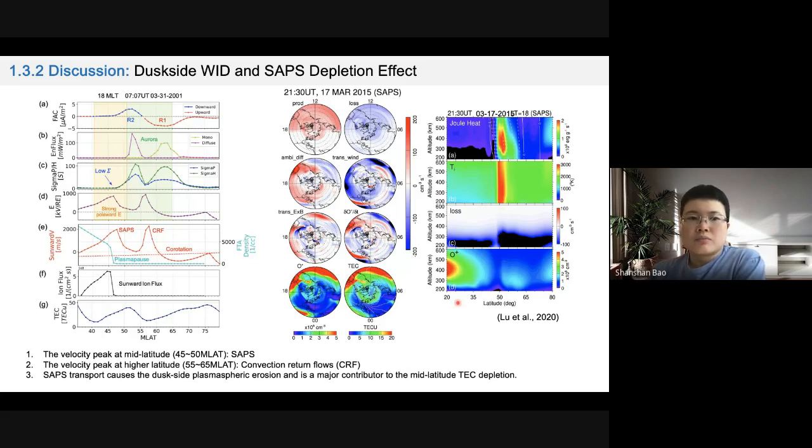So our result is consistent with Dr. Lu's result, and we do not do the same analysis again here. But here, we can gain the knowledge that the SAPS transport causes a dusk side plasmaspheric erosion and is a major contributor to the mid-latitude TEC depletion.